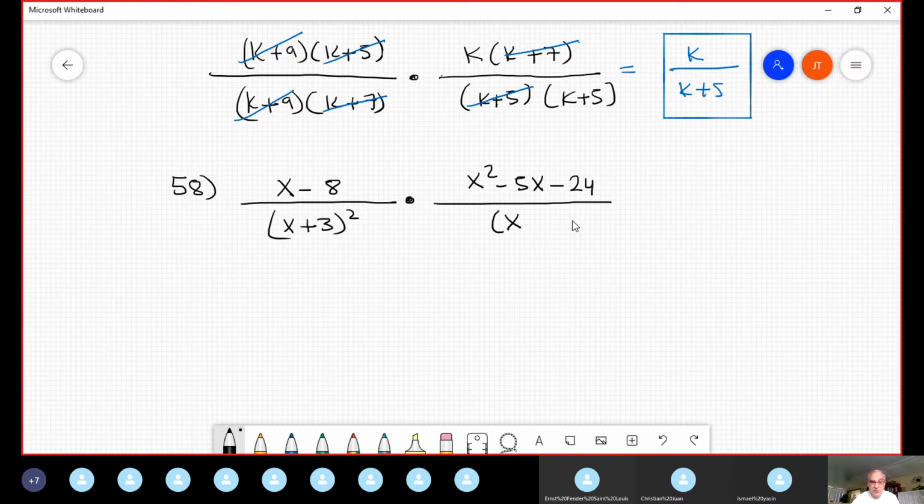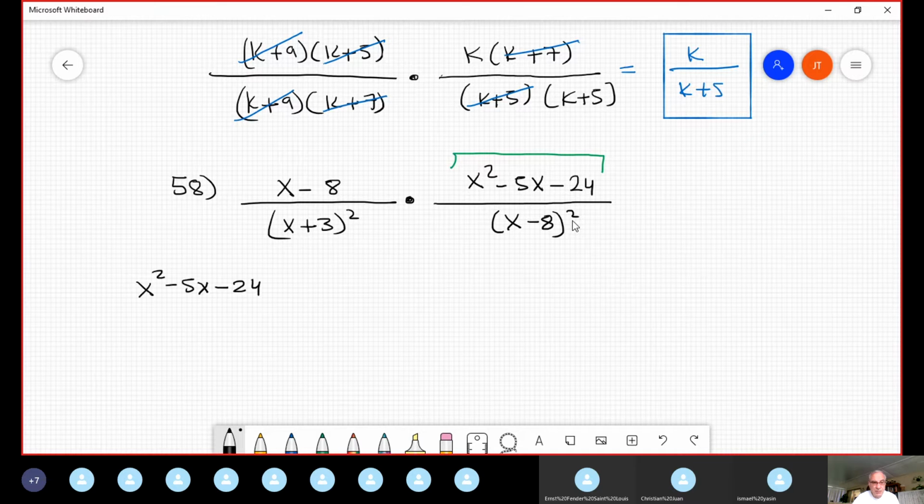Oh, this is easy. The first part, the only one I need to factorize is this. It's the only one I need to factorize. This one is a prime expression and this one is already factored. So the only thing you should do is factor this.